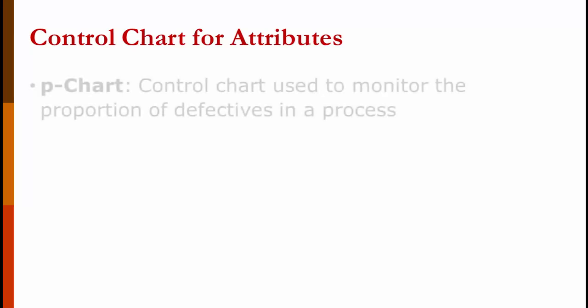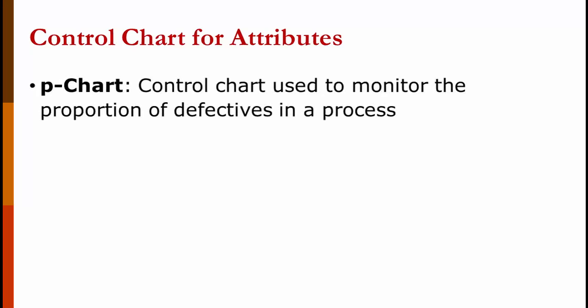Now let's look at control charts for attributes. We're going to look at 2, the P chart and the C chart. Students oftentimes confuse these two, so pay particular attention to the difference. A P chart is a control chart used to monitor the proportion of defects in a process. With a P chart, you look at each item and you say, defective, good, defective, good. In other words, it's digital. Each item can only have 2 outcomes, good or bad.